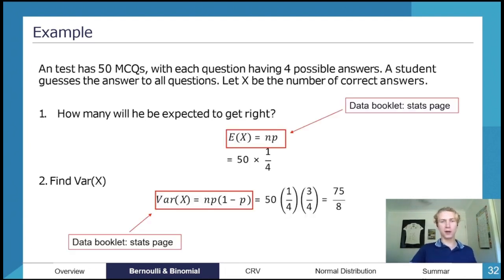Well, we're just going to apply the formulas that we got from the data booklet. And here, I've highlighted it on the stats page. N times P, 50 times a quarter. Similarly, for variance, we just sub in N and P into that formula. And what we get is 75 over it. And you're thinking, oh, that's more than one.